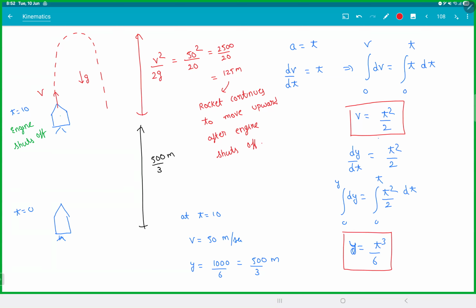Is that clear, everyone? So what is the H max? 500 by 3 plus 125. Is that clear? Question still not over. What about the time of flight? How much time is the rocket in air? Now see, once the engine shuts off, it will behave like a normal projectile, isn't it? So once the rocket engine shuts off, the acceleration becomes minus g. It behaves like a particle which is thrown into air.